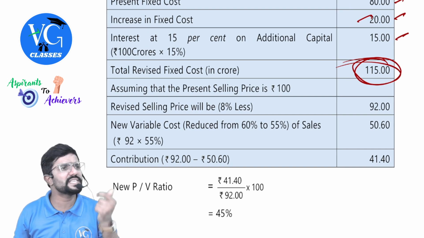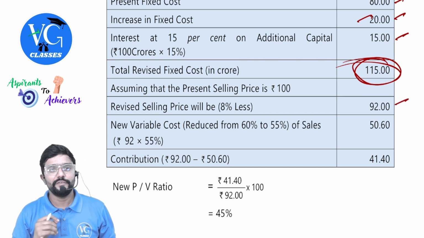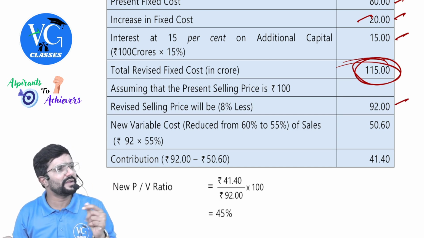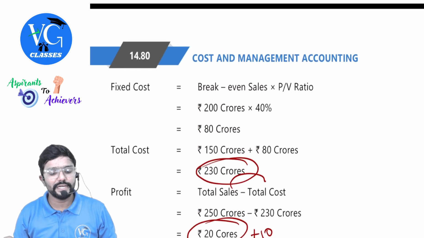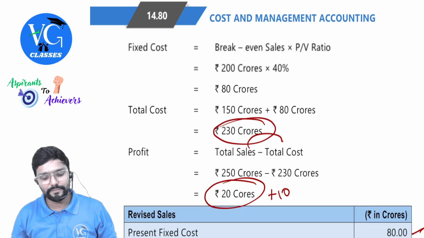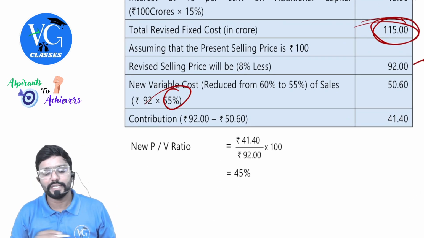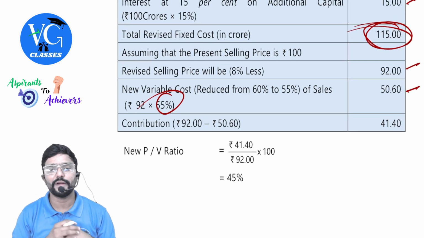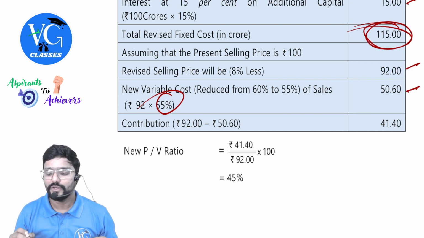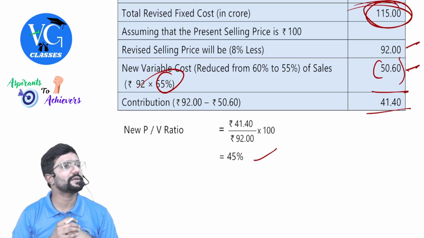Assuming that the present selling price is 100, the revised selling price will be how much, guys? 92. Variable cost would be how much? Reduced from 60 to 55%. It will come down by 5%, right? Presently it was 60%, which we found out somewhere here. It will come down by 5%, so 55%. Of how much? 92. So it is 50.60. Contribution is 92 minus 50.60, which is 41.40. New PV ratio 45%.